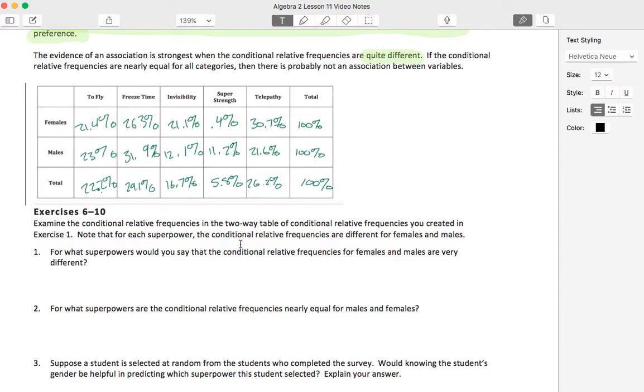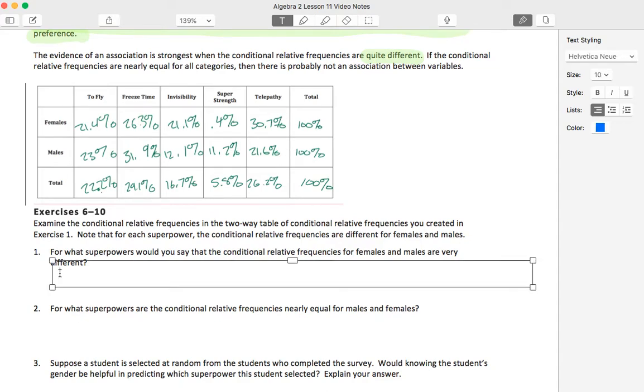Examine the conditional relative frequencies in the two-way table of the conditional relative frequencies you created in exercise 1. That was in last night's summary. Note that for each superpower, the conditional relative frequencies are different for males and females. So this is 21.4%, and this is 23%. So there's a difference between these two conditional relative frequencies, definitely between this one. This one is a really big gap. This one's a really big gap too. So for what superpowers would you say the conditional relative frequencies for females and males are very different?